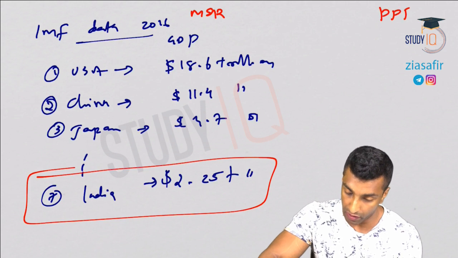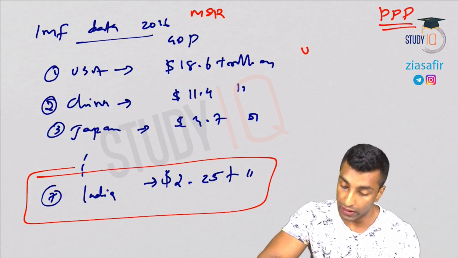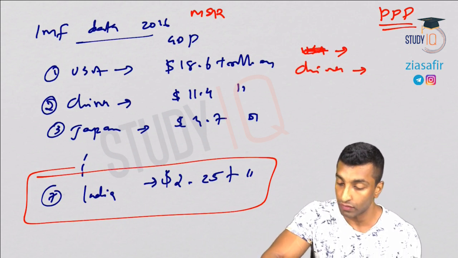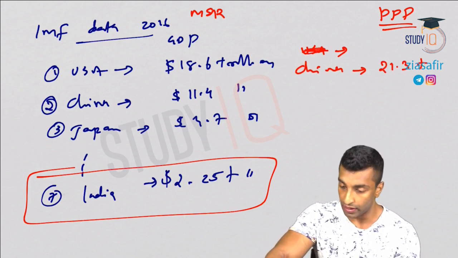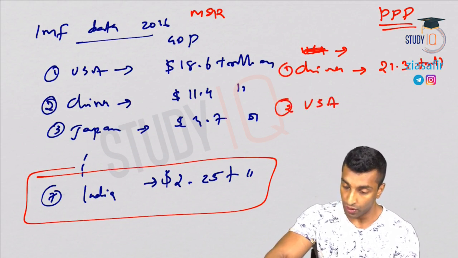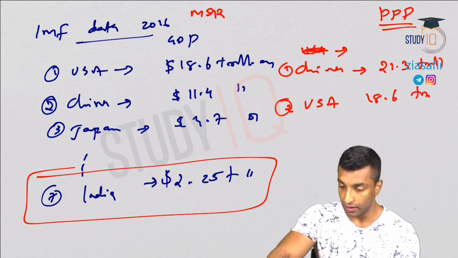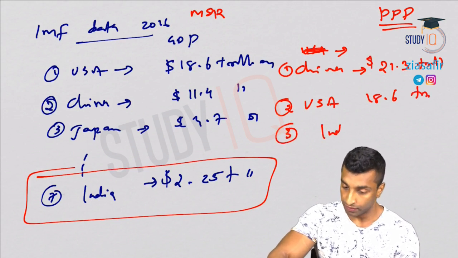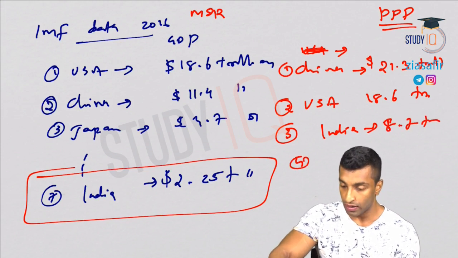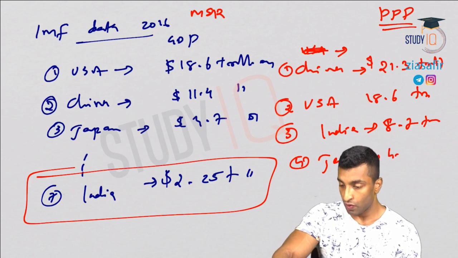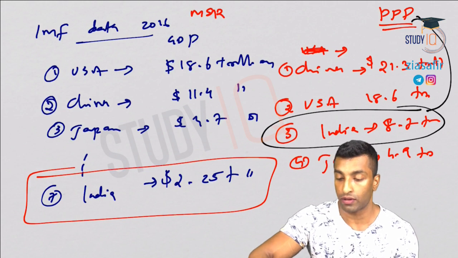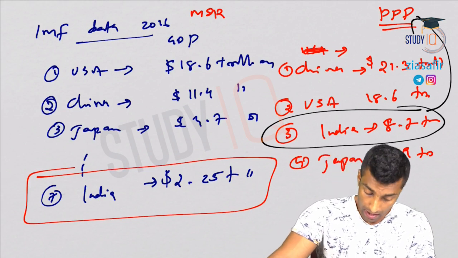Now we'll see at purchasing power parity. First it is actually China, 21.3 trillion. Then comes US, so 1, 2, 18.6 trillion. Third, India, we have just discussed, 8.7 trillion. 4, Japan, 4.9 trillion. So you can see here, what I want to tell you is India is the third largest when you see at purchasing power parity.